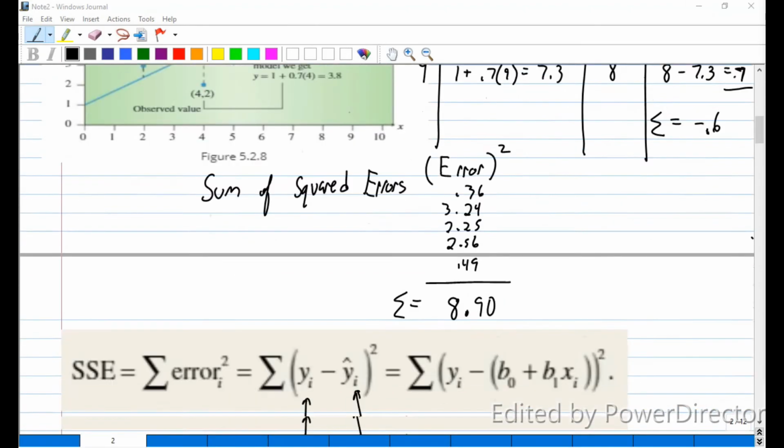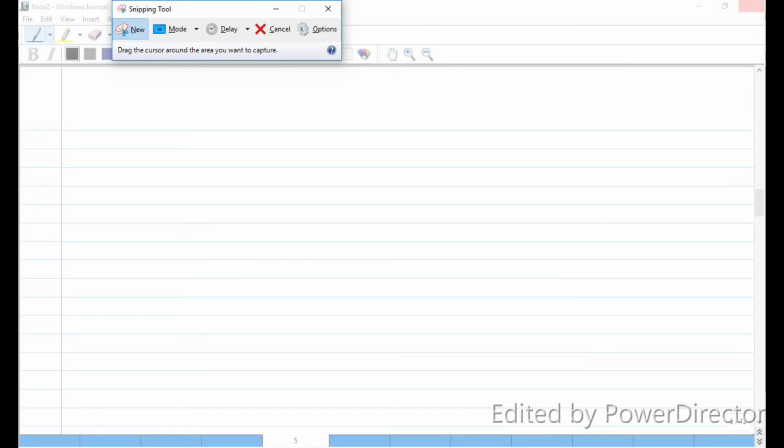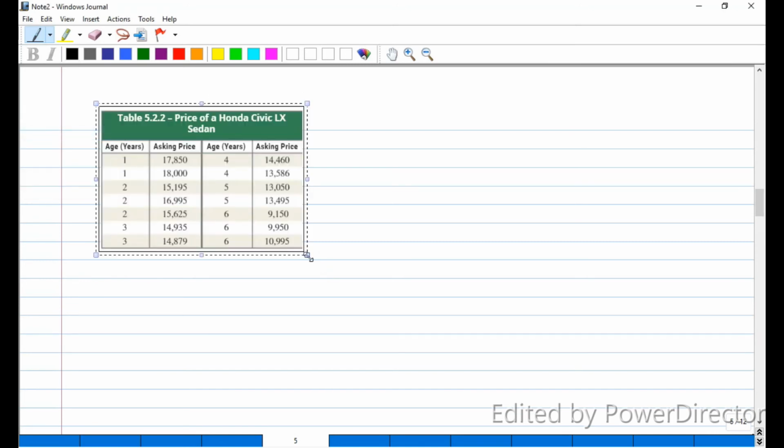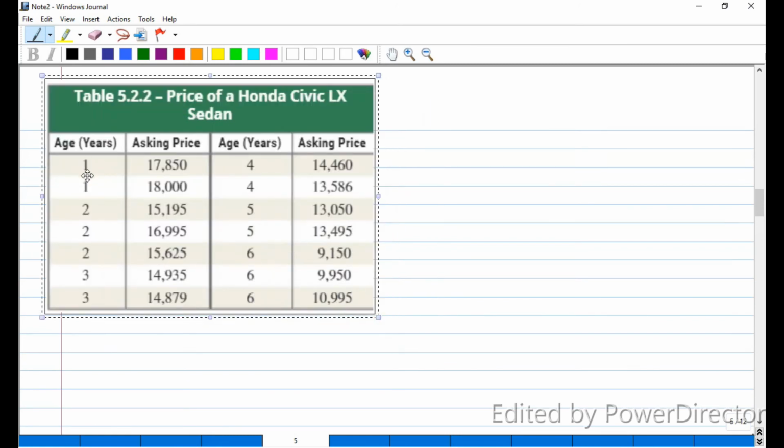So here is a chart that lists the age of this Honda Civic LX sedan and the asking price. It's a table that has two columns: here's the age and here's the asking price. Of course, we have multiple people selling this vehicle. That's how old it is, all the way down to 6 years old.